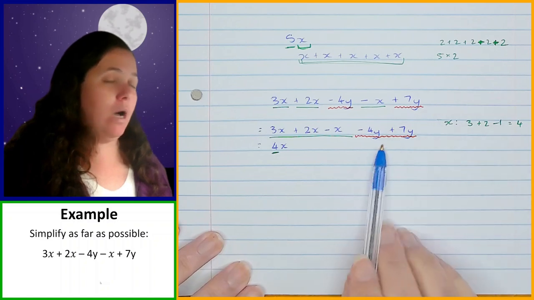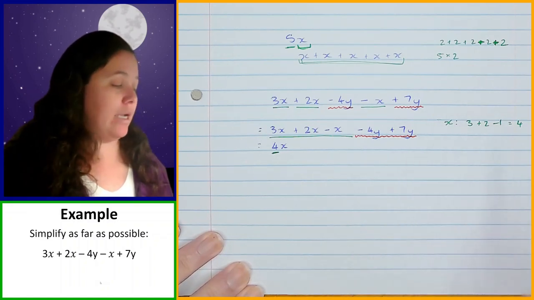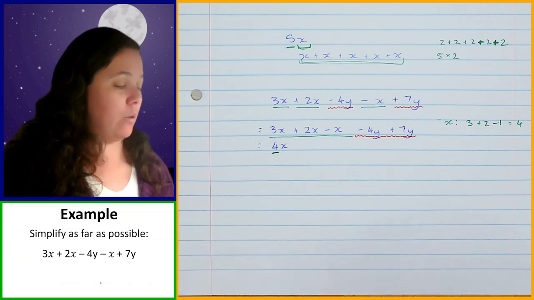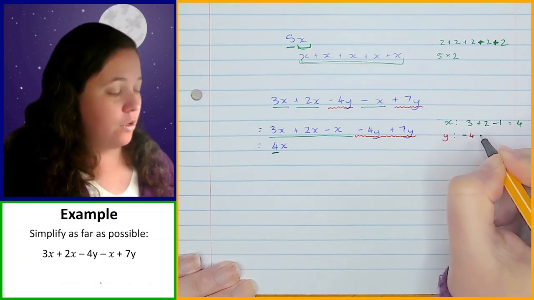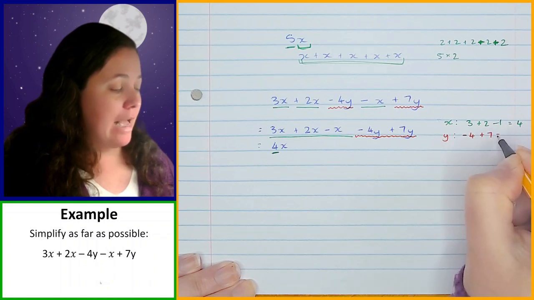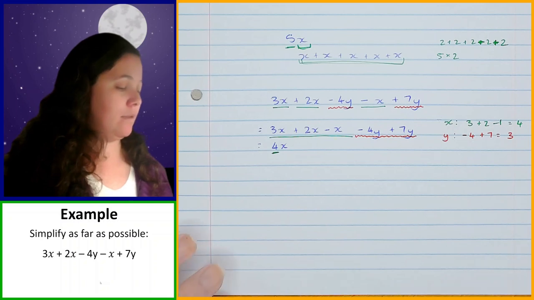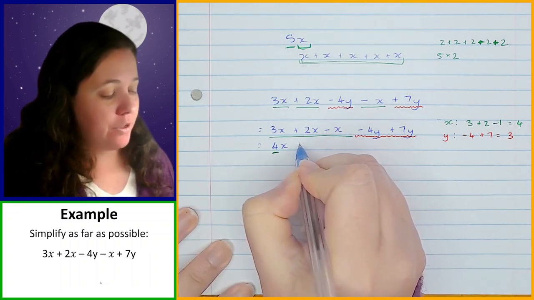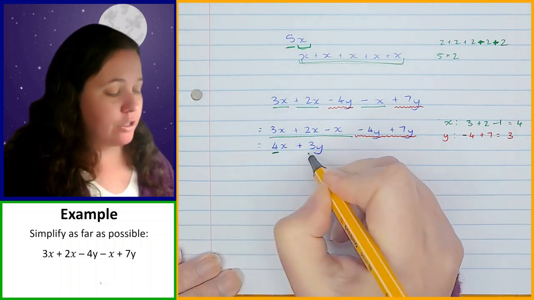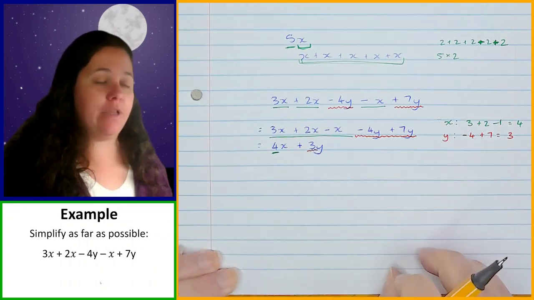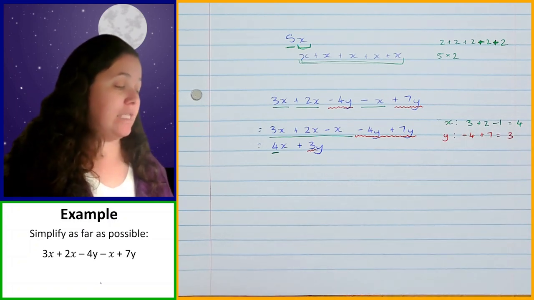Then for my y's, I've got negative 4y plus 7y. So over here for my y's, I have negative 4 plus 7, and that gives me 3. So that's positive 3y. That I got from over there. Now you don't have to show this. I was just showing that so that you can see what I'm doing.